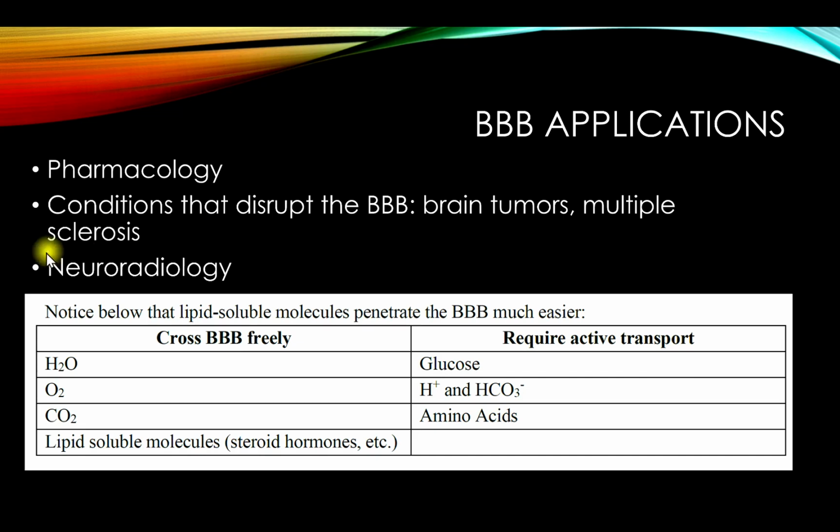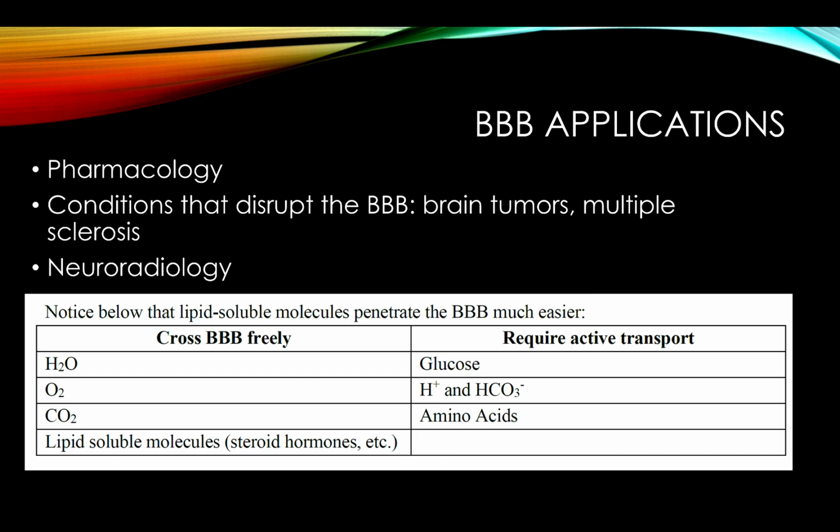And very important when we start looking at head CTs and MRI scans, we will discuss that you can give contrast agents with CT and MRI scans. And these contrast agents normally do not cross the blood-brain barrier. But if you've got something here like a brain tumor or multiple sclerosis that kind of disrupts the blood-brain barrier, now our contrast agent is able to leak through the blood-brain barrier. And so this will be a very important clue here when we're looking at CT and MRI scans to see, is something disrupting the blood-brain barrier or not.